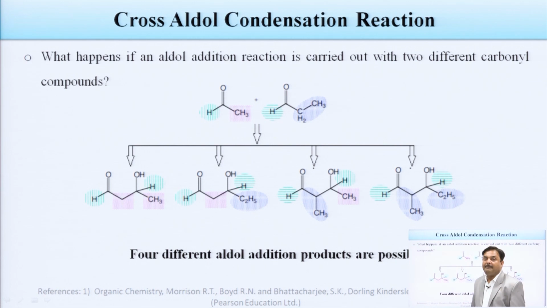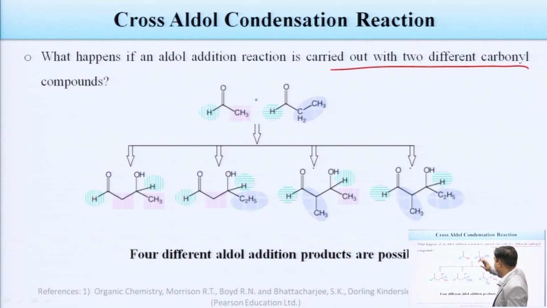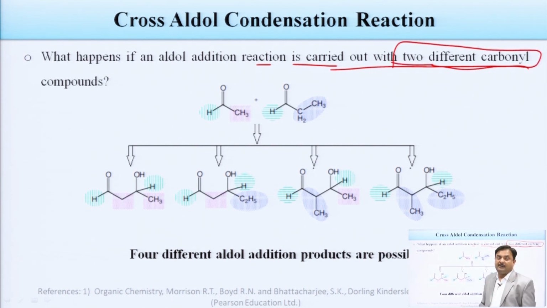Now, what happens if aldol addition reaction is carried out with two different carbonyl compounds? As I told you, aldol condensation undergoes with two similar aldehydes or similar ketones. Now, the question arises, what happens if aldol addition reaction is carried out with two different carbonyl compounds? We will get a mixture of compounds. The possibility of 4 different compounds to be obtained at the end of the reaction.